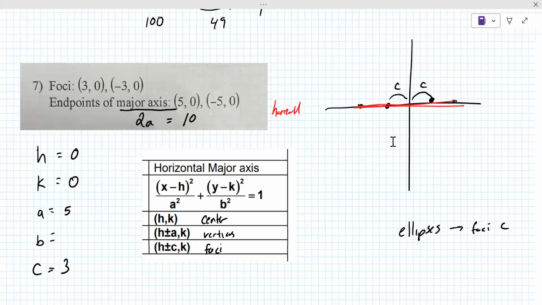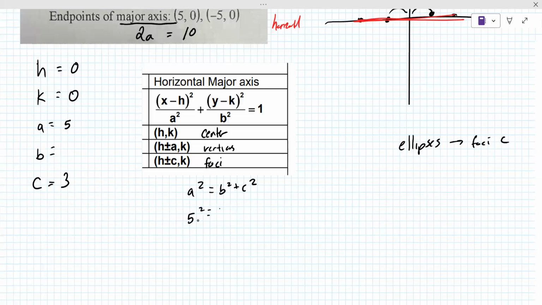Notice a lot of it comes out from just a little bit of information. H and K we've got. B we get from using the relationship A squared equals B squared plus C squared. So you've got 5 squared equals B squared plus 3 squared. 25 equals B squared plus 9. B squared equals 16. So B equals 4.